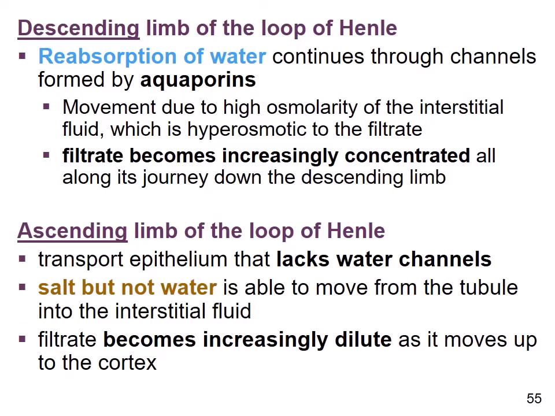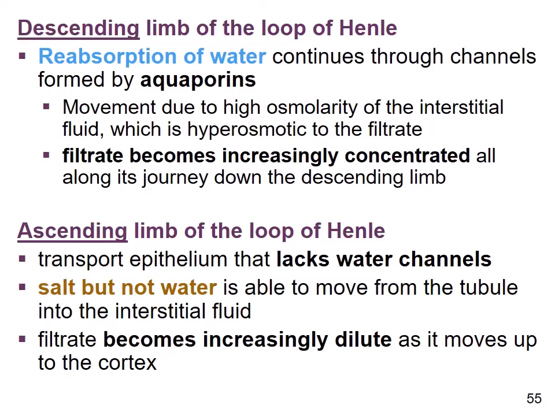On the descending loop of Henle or descending nephron loop, you have reabsorption of water through channels called aquaporins. These are proteins in the membranes, and movement is going to occur due to high osmolarity of the interstitial fluid, which is hyperosmotic to the filtrate. The filtrate is going to become increasingly concentrated as it journeys down the descending limb.